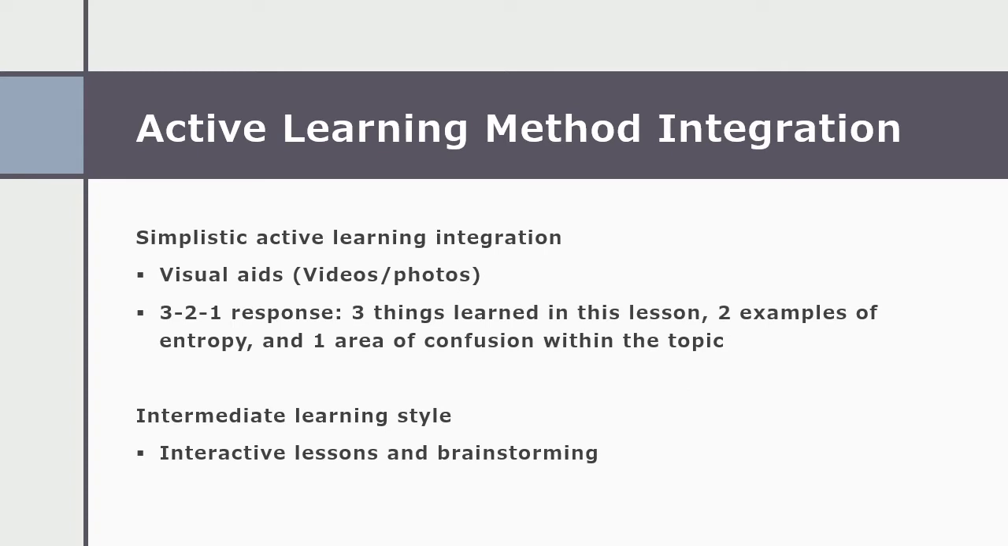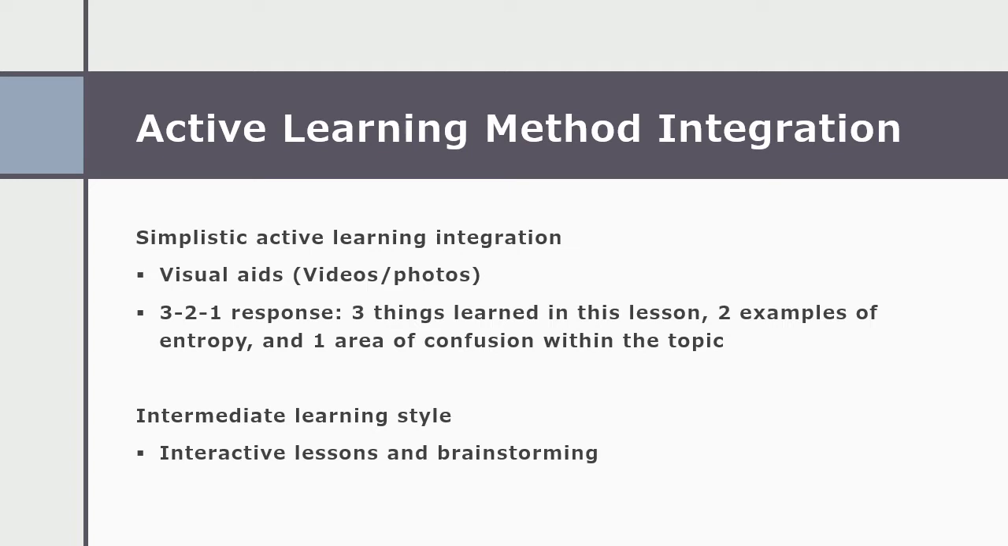Active learning method integration can range from simplistic to intermediate to complex. Within this presentation, I implement simplistic active learning and intermediate active learning styles. Simplistic active learning focuses more on visual aids, such as videos and photos. Another technique that can be used, but I didn't use in my presentation, is the 3-2-1 response. Within this technique, students write 3 things learned in the topic, 2 examples, and then 1 area of confusion.